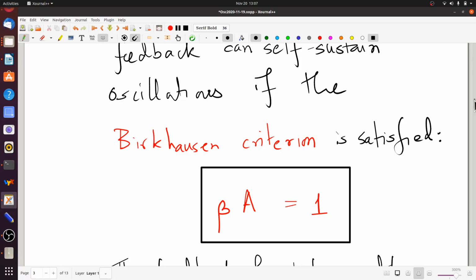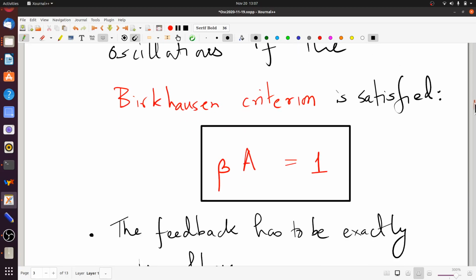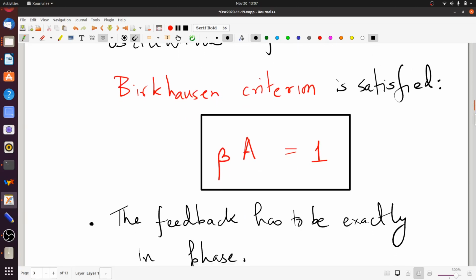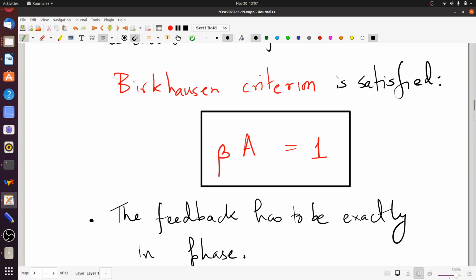So the feedback has to be exactly in phase. The feedback voltage Vf, which is beta A times Vi, has to be exactly in phase with Vi, which is why beta A has to be purely real. And this loop gain, beta A, has to have a value of 1. However, 1 will not really be enough.